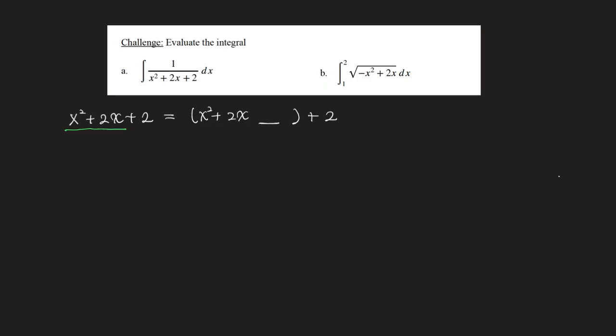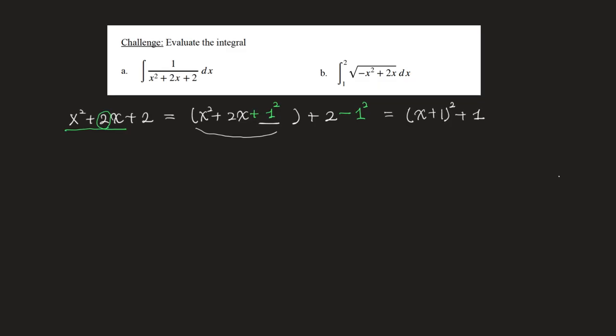Completing the square focuses on this number. This number is 2. Half of 2 is 1. 1 squared is right there. You add 1 squared, and you have to subtract 1 squared to make it even. Now this part is going to be a complete square. So this one is x plus 1 squared, plus 2 minus 1, which is plus 1.